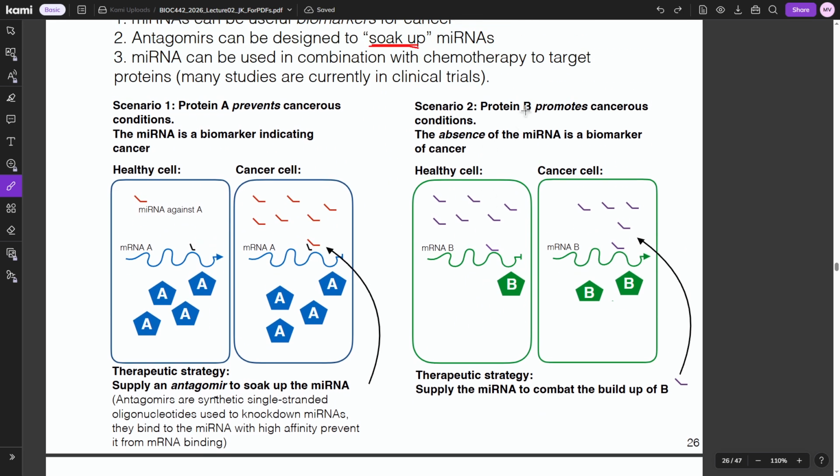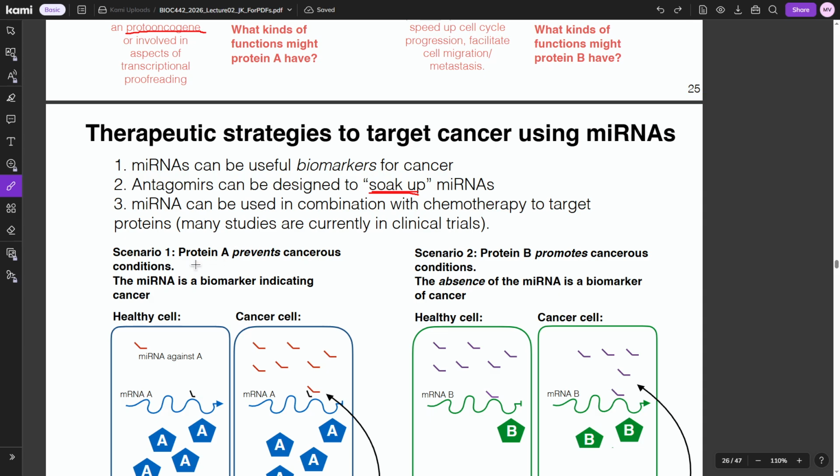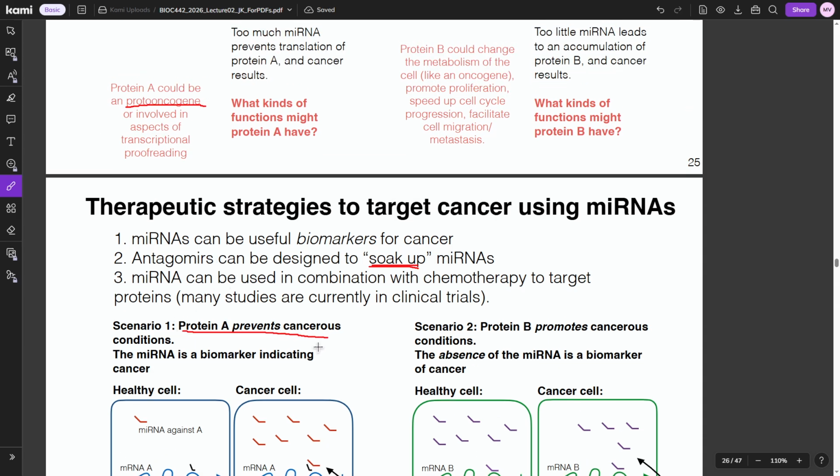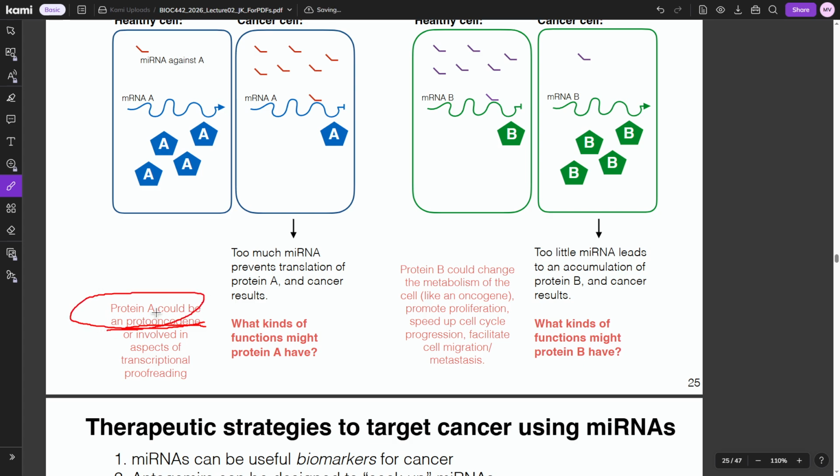Whereas for scenario 2, maybe protein B promotes cancerous activity. And actually, this further proves what I was saying upstairs. Protein A prevents cancerous activity. It shouldn't be a proto-oncogene, I don't think.